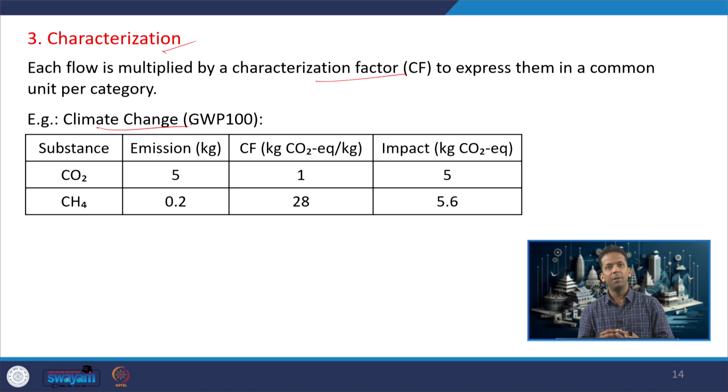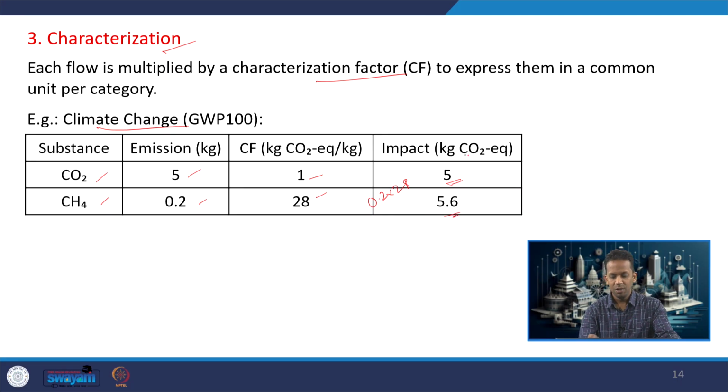If you have to estimate the climate change impact, it is a midpoint impact category, and the indicator is global warming potential, GWP 100. Say we have two gases, CO2 and methane, where 5 kg and 0.2 kg is the emission. The characterization factor here: 1 kg CO2 is 1 kg CO2 equivalent, straightforward. But for 1 kg methane, the value ranges between 25 to 30, let us take 28. So, what would be the final impact? If the process is emitting 5 kg CO2, the impact is 5 kg CO2 equivalent. For methane, it will be 0.2 times 28, so 5.6.